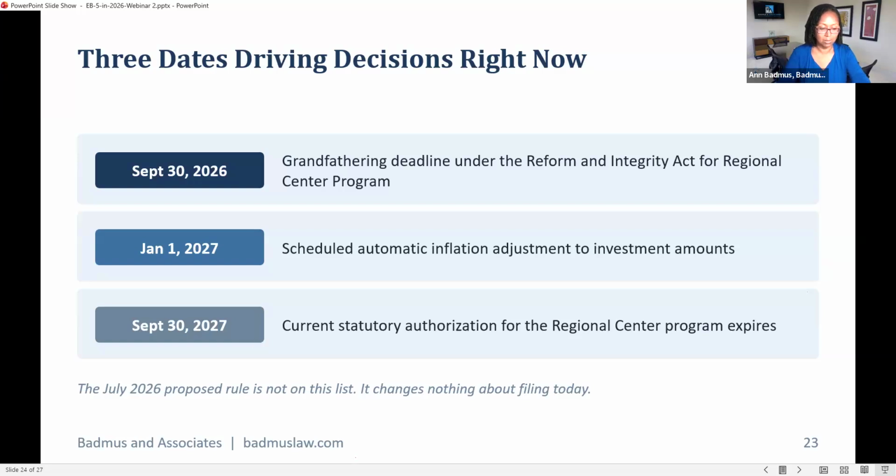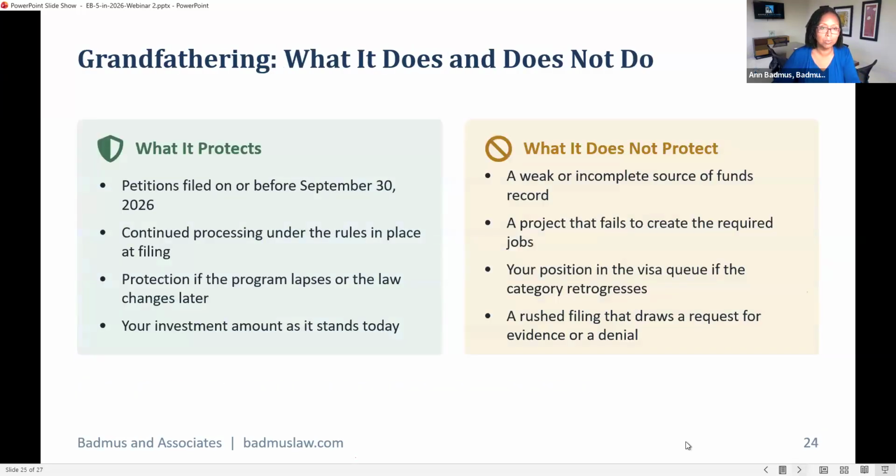However, if you do apply, let me just go to the next slide, just to let you know, if you do apply after that time, then you don't have that protection. Even though the EB-5 program doesn't expire until September 30, 2027, you are still subject to any kind of changes in law that happen within that year. So it's important to consider that deadline.